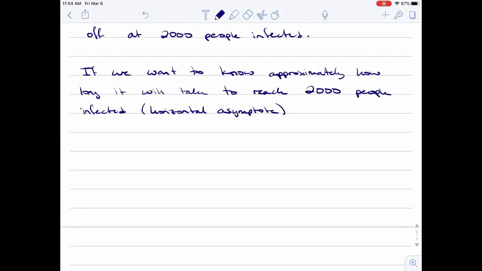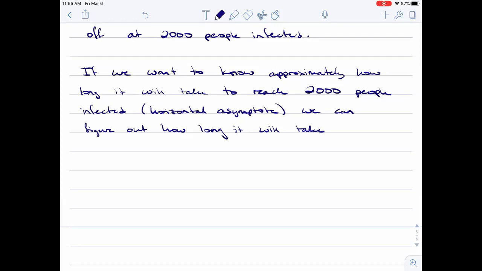So what we can do is we can do calculations on, let's say, 1,900 people infected. At that point, we're close enough. We can figure out how long it will take. Oh, we're going to need logs to solve this problem. It's just going down that road. Oh, what a fun twist. I wonder why they didn't do that. We don't have logs yet.